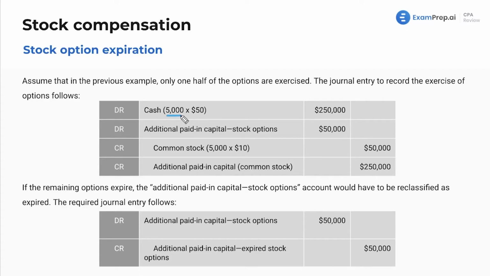So it was 10,000 options. Now we're dealing with 5,000. It's literally just half, right? Everything's half you see here. It's all half the numbers. And then if the remaining options expire, the APIC stock options account would have to be reclassified as expired.